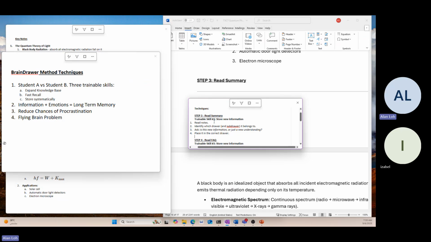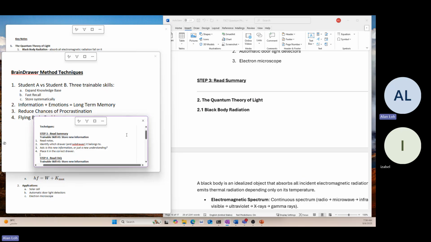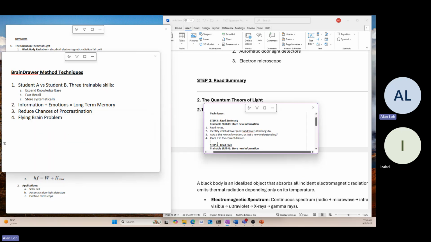Read summary. What is the skill that we are trying to do here? The trainable skill number 3. Remember the trainable skill number 3? Store new information. How do we do that? You need to read the notes, which is the one that's behind this document. You need to identify which drawer or even sub-drawer, if you already have a clear idea about the sub-drawers, it belongs to. You need to ask yourself, is this new information or a new understanding?